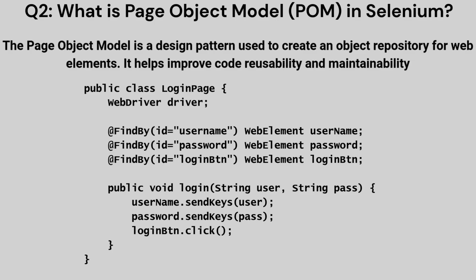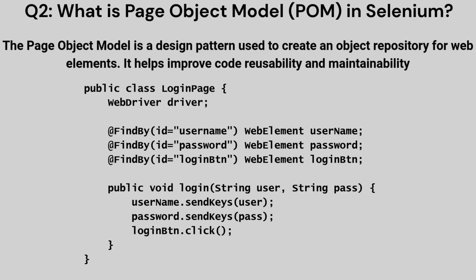to create an object repository for web elements. It helps improve code reusability and maintainability. In order to specify, you can say we specify a WebDriver within a class, say LoginPage. So LoginPage is a public class, and in that you have specified a WebDriver driver, and then basically you have specified the username, password, and login using @FindBy notation.